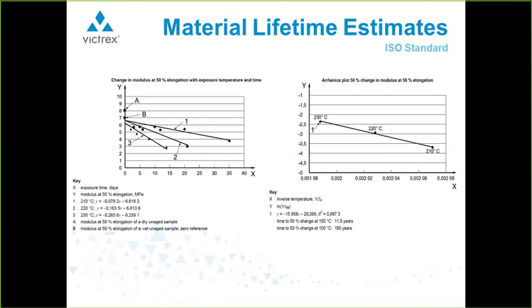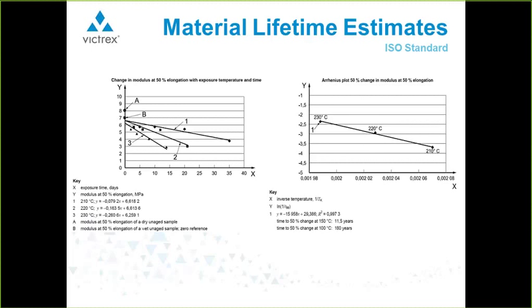So these are example charts taken directly from the ISO standard. And you can see that on the left-hand side, you select a property, normally tensile strength, modulus, or elongation, and you set a failure criteria, which is defined normally as 50% loss of that particular property. That failure criteria is not a pass-fail criteria. It is simply a construct with which to calculate your lifetime.